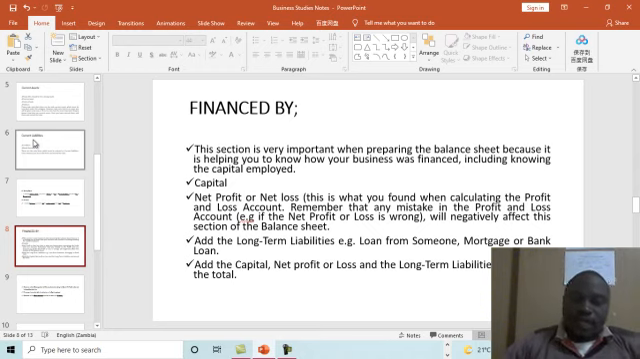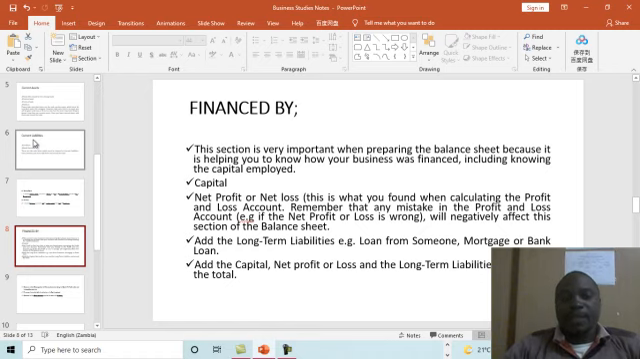What we are saying here is that you just have to be careful right from the beginning when you are calculating your trading account, profit and loss account, up to the way you are making entries into the balance sheet. So you just have to be extra careful on that, because any mistake that you make at any stage will seriously affect the other entries, or the other results that you're trying to find in the balance sheet. So you have to be extra careful. That's why I'm emphasizing here that let your net profit or net loss be the correct figure.